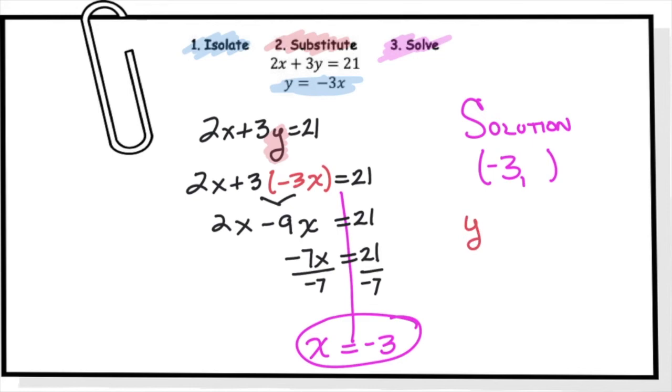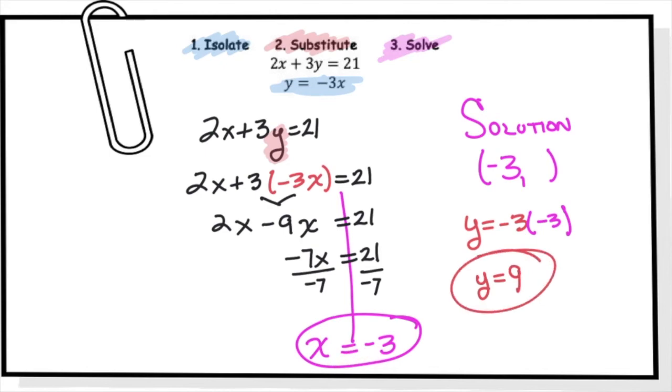So this is y equals negative 3 times x. And what was my x value? Negative 3. So remember, we are following this equation. So now we can solve. Y equals negative 3 times negative 3, which is 9.